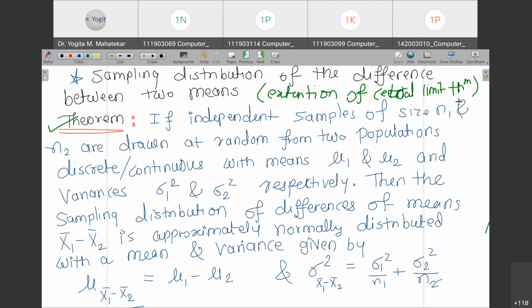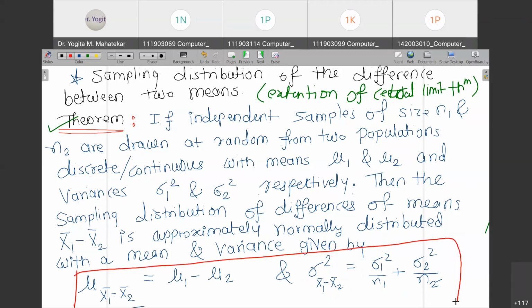That's it. So let me read this theorem again. The theorem says that if the independent samples of size n1 and n2 are drawn at random from two populations with means mu1 and mu2 and their variances of populations, these are population variances, sigma 1 square and sigma 2 square respectively, then the sampling distribution of differences of means x1 bar minus x2 bar is approximately normally distributed with mean and variance given by, so what is the mean of the difference of means? Simply mu1 minus mu2. And what is the variance of difference of means? Sigma 1 square by n1 plus sigma 2 square by n2. Is this understood?